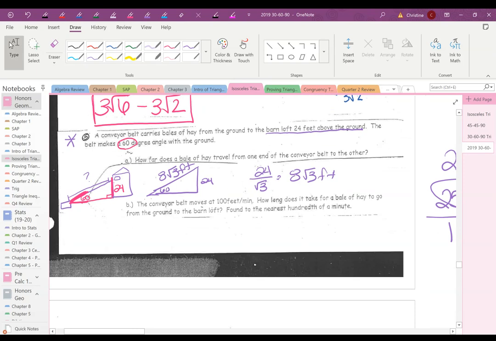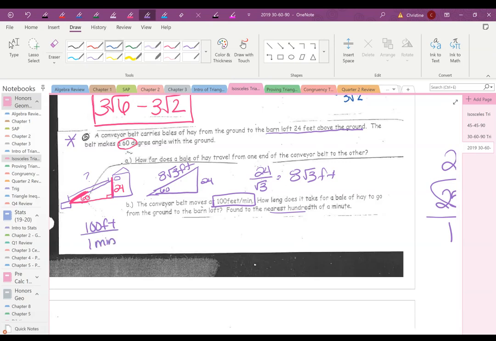The conveyor belt moves at 100 feet per minute. That's very fast. Is it? Yeah, 100 feet in a minute. Maybe not that fast. The conveyor belt moves 100 feet per minute. How long will it take for the bale of hay to go from the ground to the loft? Find the answer to the nearest hundredth. Okay, great. I'm going to write this as a proportion. 100 feet for every 1 minute.